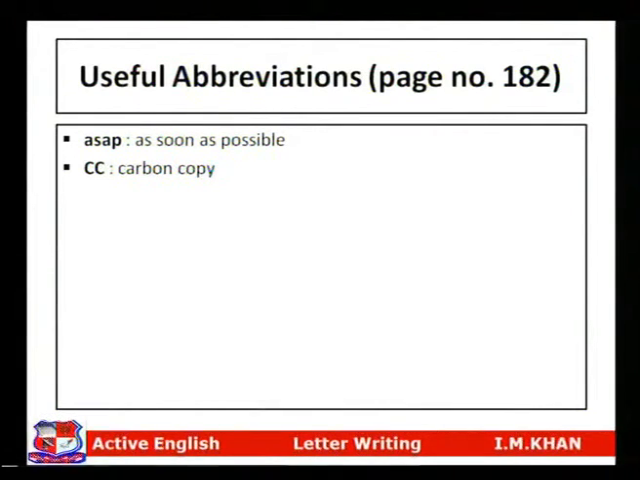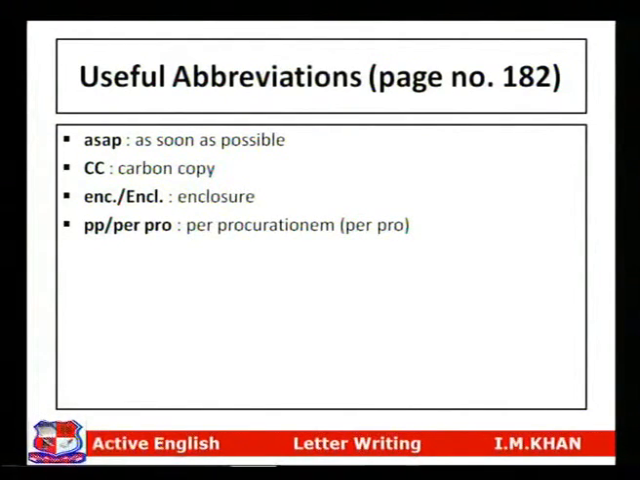CC we have seen already, carbon copy. This also we discussed, enclosure. So you can write ENC or you can write ENCL like this. It is called enclosure. Per pro, that also we saw. You can either write double P or you can write per pro. Its full form is per procurationem.